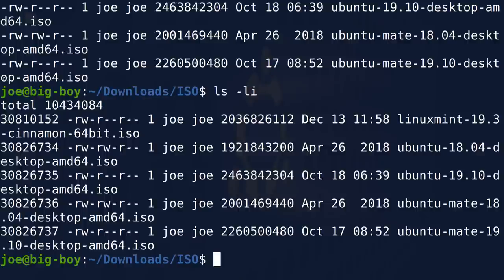I don't really know how useful that is, but I'm just showing that you can actually get that number. I guess it would help because if it's a real low inode number, you'd know that it was added very early in the file system or whatever. I have no idea, but it's there.